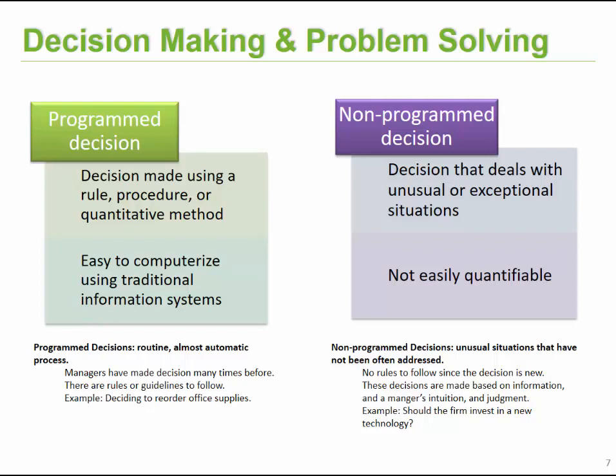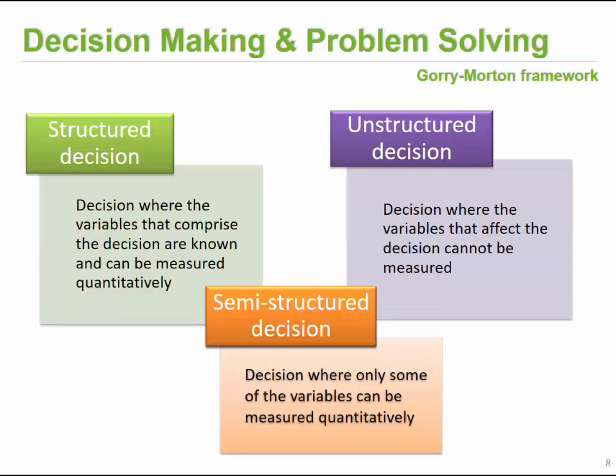Non-programmed decision could include you're busy going to work, there's an accident, you can't follow your usual route, and now you need to adapt, trying to find a new solution, a new route to get to your destination. Now, programmed and non-programmed decisions actually can be further divided into three subcategories: structured decisions, unstructured decisions, and semi-structured decisions. Now you might ask, what is the difference between the two?